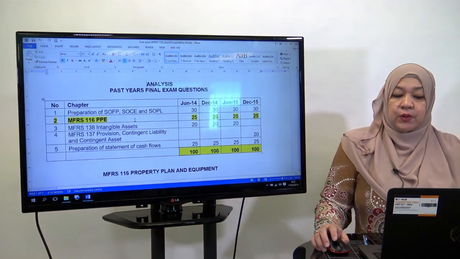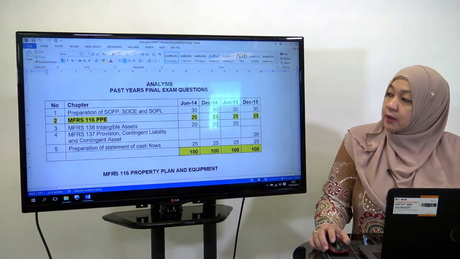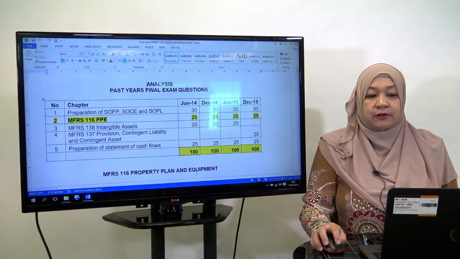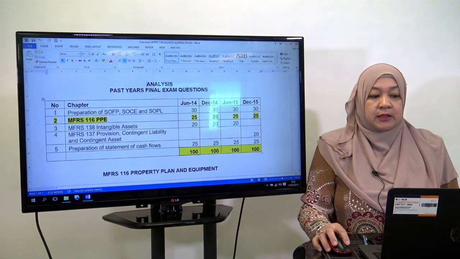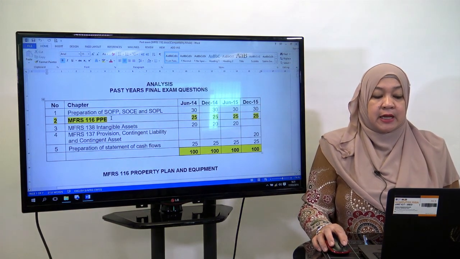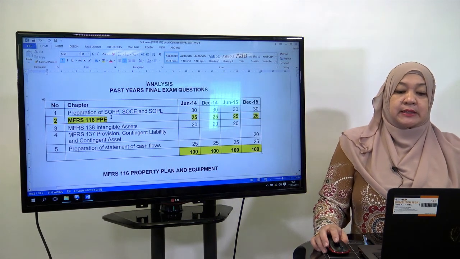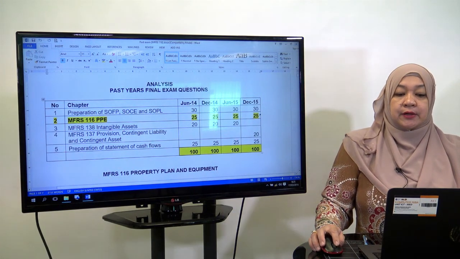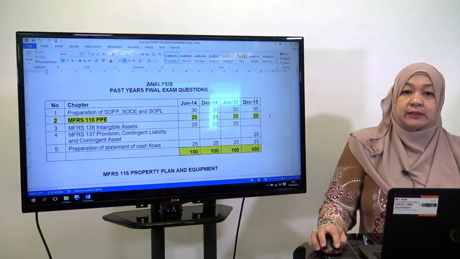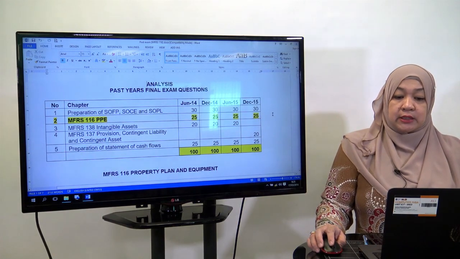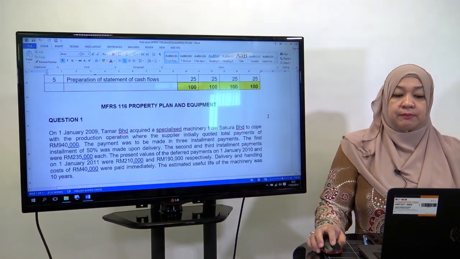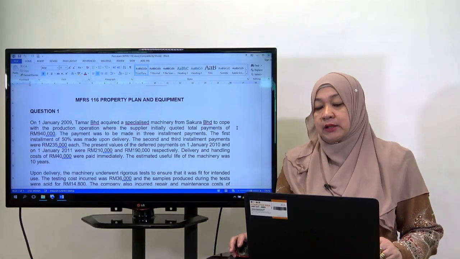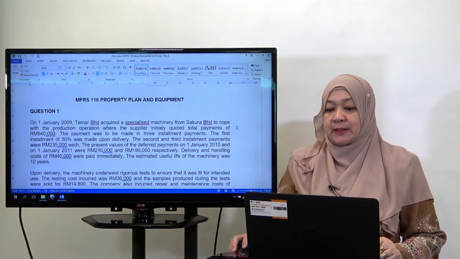Okay. So before we proceed to the past year's question, now let me just share with you the analysis of past year's final exam questions. Now if you look at the schedule here, you find that MFRS 116 PPE is a must question which is being asked every semester. Alright? So this topic is considered very important. So you really need to enhance your understanding in this topic in order to be able to answer this question successfully. Okay, so let's look at one past year's question.